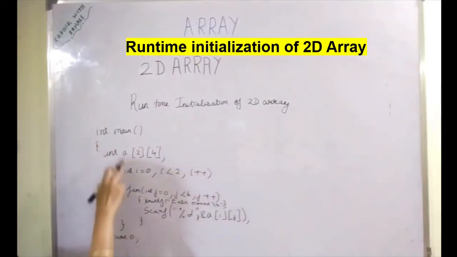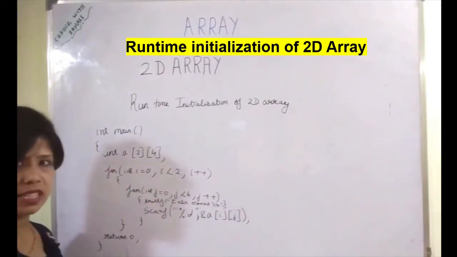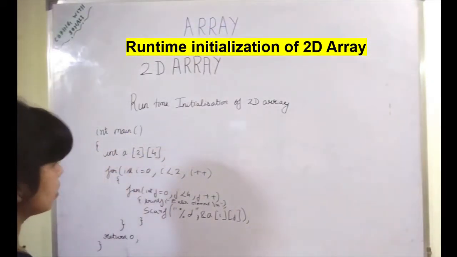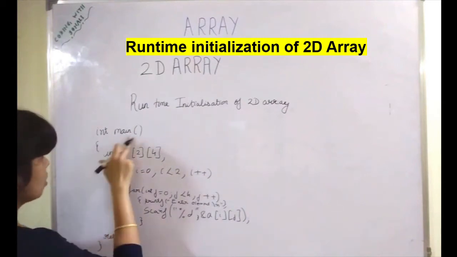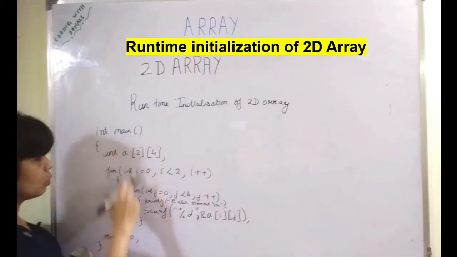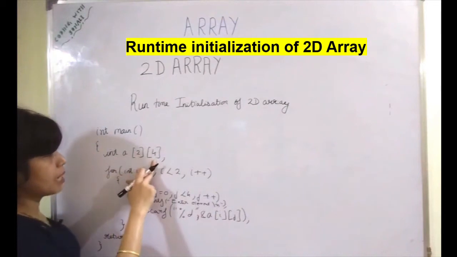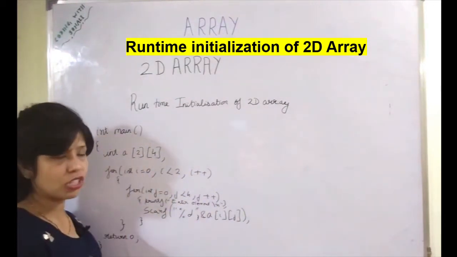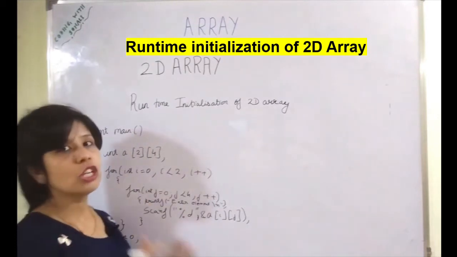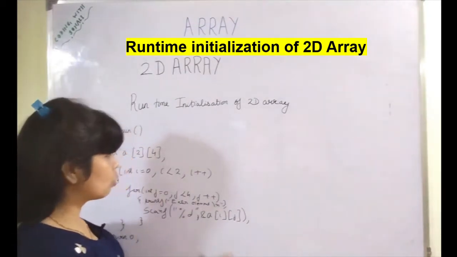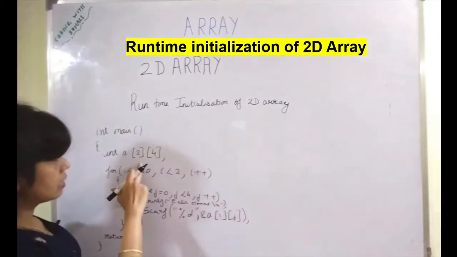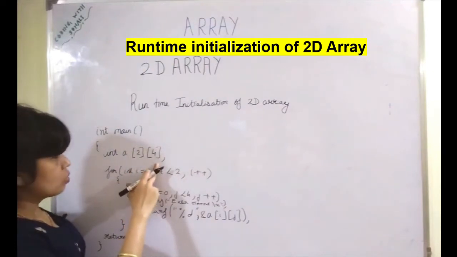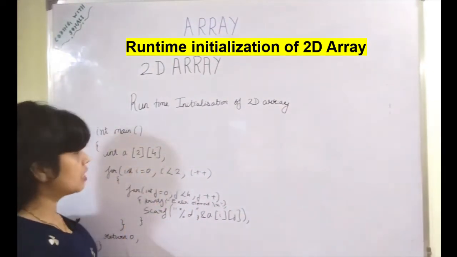So let's see first the runtime initialization of the 2D array. The simple program in which you are runtime initializing your 2D array using the subscript. So first of all, this is your main function. In the first line I'm declaring my 2D array, but I'm not initializing it, because I have to do the runtime initialization. I have to ask the user to enter the inputs on the console, and I will be filling in this 2D array. So therefore the name is runtime initialization.